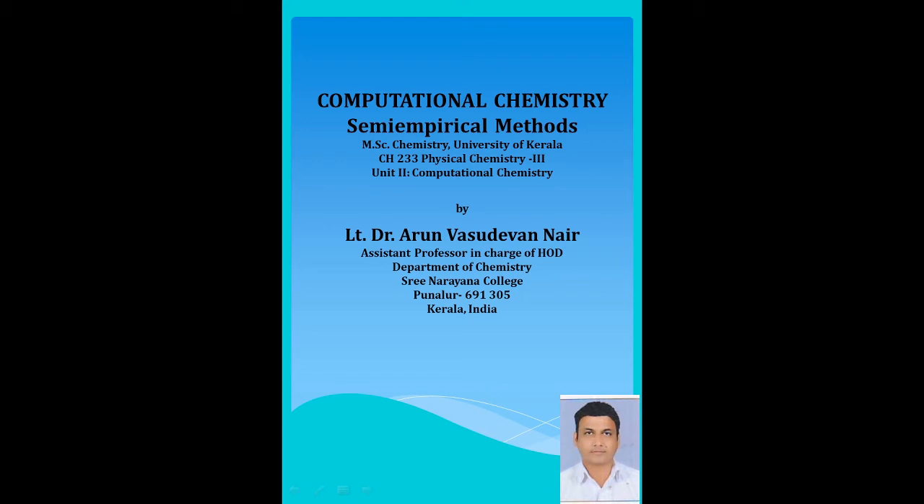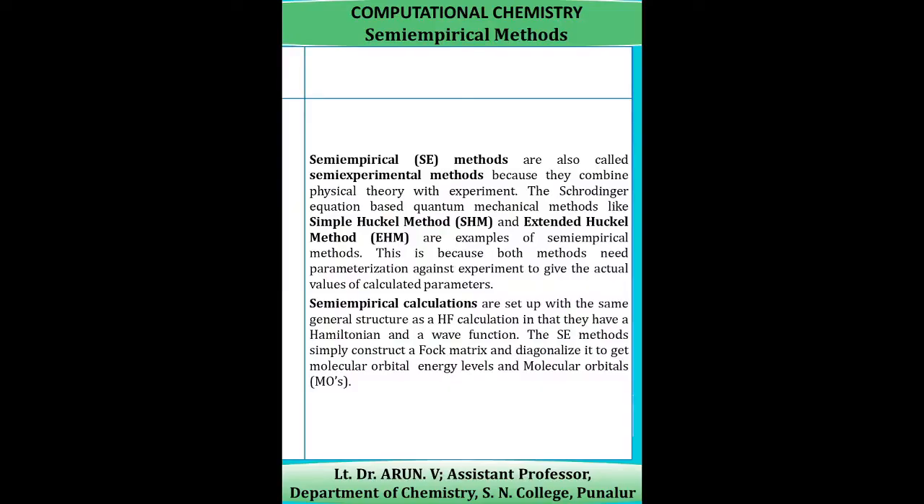Let us discuss semi-empirical methods in computational chemistry. Semi-empirical methods are also called semi-experimental methods. This is because they combine the physical theory with the experiment. The Schrodinger equation based quantum mechanical methods like the simple Huckel method and extended Huckel method are examples of semi-empirical methods.